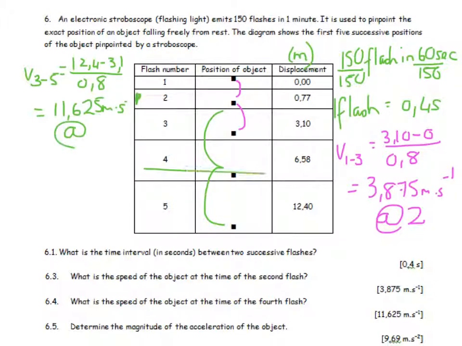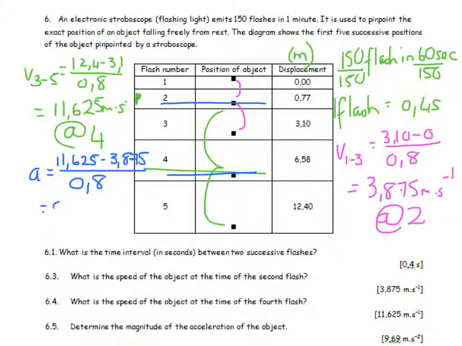That is true at the 4th point. Now if I'd like to determine the acceleration, acceleration is equal to final velocity minus initial velocity divided by the time between the second flash and the 4th flash, so it's 2 spaces again, and I land up with 9,688 meters per second squared, which makes sense because that is pretty close to 9,8, the acceleration here on Earth.